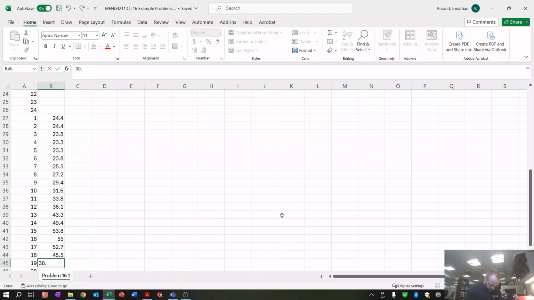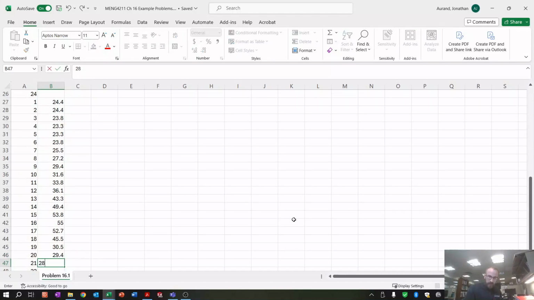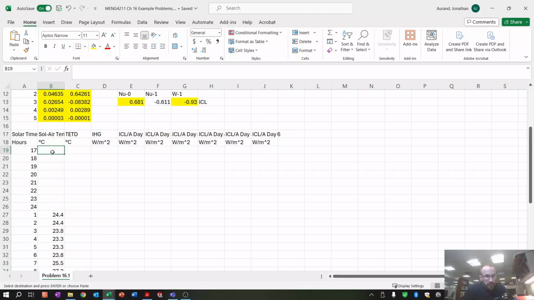Fantastic. 30.5, 29.4, 28.3, 27.2, 26.1, 25. And then I was going to grab these last few. Those are the same values as earlier, so we'll put those in. There we go. So those came from table 15.3.